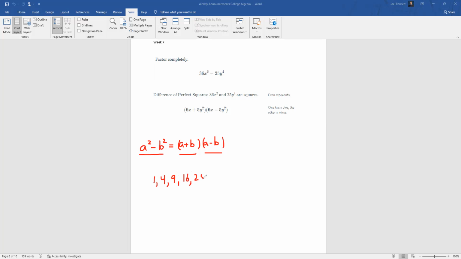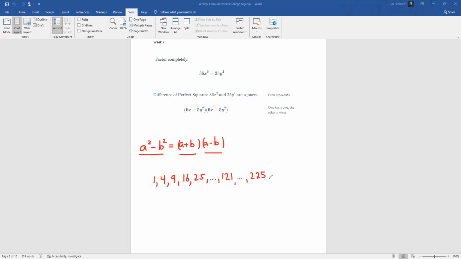After 25, we would have 36 and 49 and 64. 9 times 9 would give us 81, 100, and so on. And we have 11 times 11, which is 121. That would be a square. 144 would be a square. 169, 225, and so on. Obviously, there are an infinite number of squares. So they do go on forever.